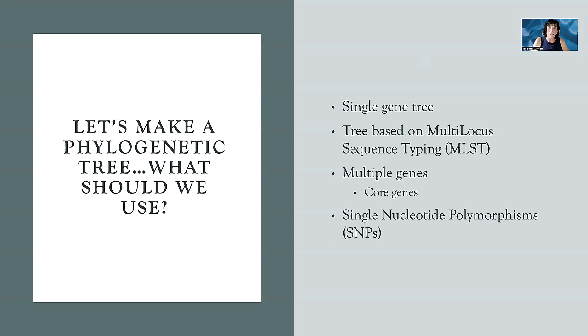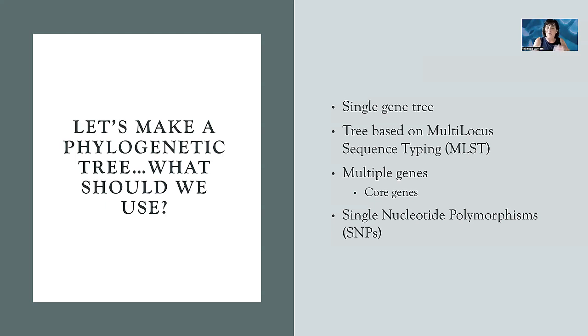Okay. What kind of phylogenetic tree should we make? What should we use? Well, we could make a single gene tree, and I'm actually going to step you through that. A lot of people make trees based on multi-locus sequence typing, which is MLST, and those are like 7 to 20 genes that people have used for a long time. People still use it, but to me, it speaks more of a pre-whole genome sequencing era when you were limiting yourself to this kind of data. And then you can do one with multiple genes, which are generally the core genes, and that's what we're going to do today.